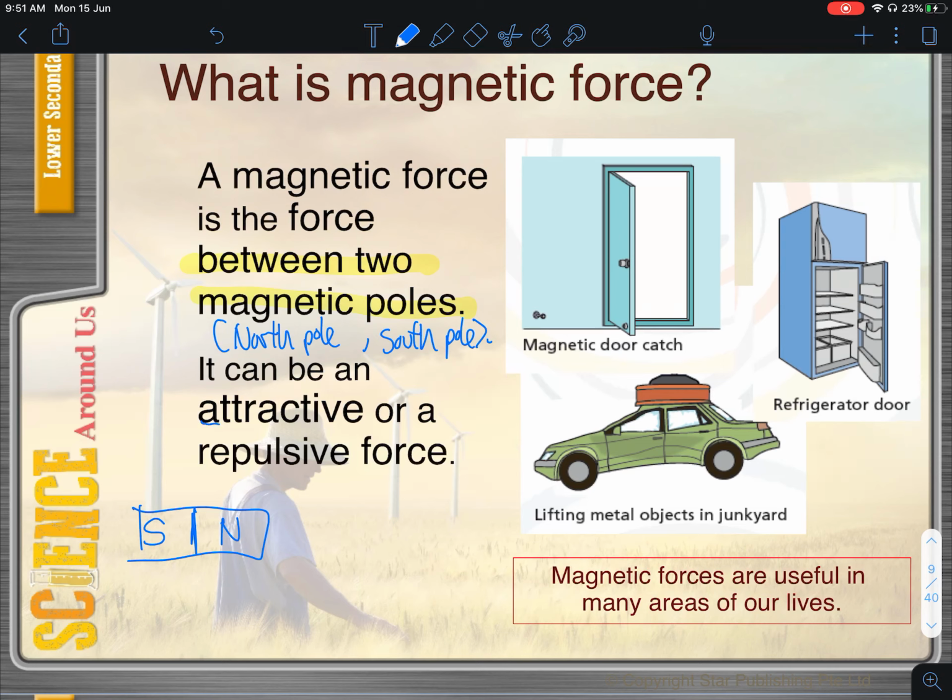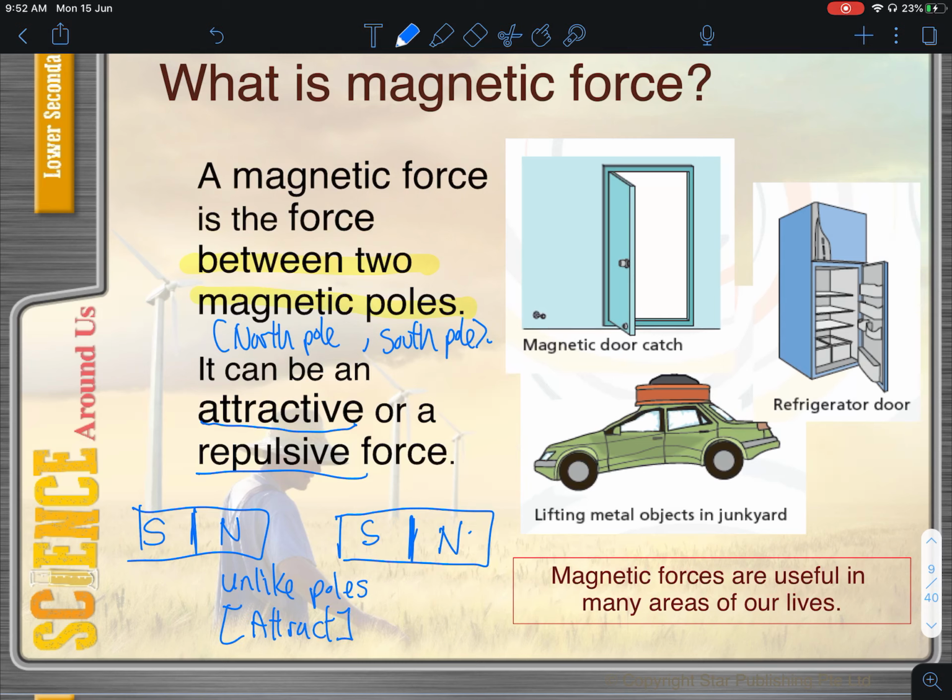It can be attractive or repulsive depending on the type of poles. If it's made up of one north and one south, these are what we call unlike poles. Unlike means they are not similar, therefore they will attract each other. Attract basically means they will come closer to each other. So that is an example of magnetic force.